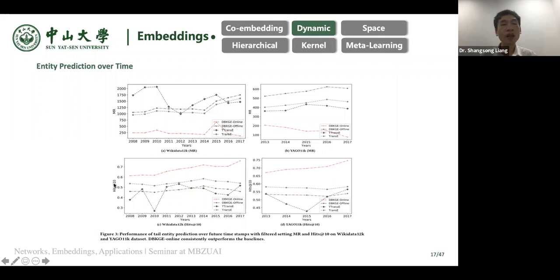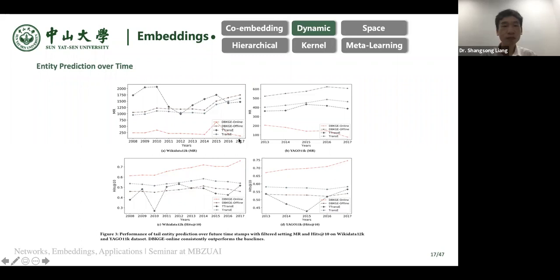The lower the mean rank, the better, because given a node and another node, we predict a ranked list of the relationships. If the correct relationship is ranked at the top, we get a low score, and then the performance is good. Here you can see our algorithm, dynamic knowledge graph embeddings online, performs the best.